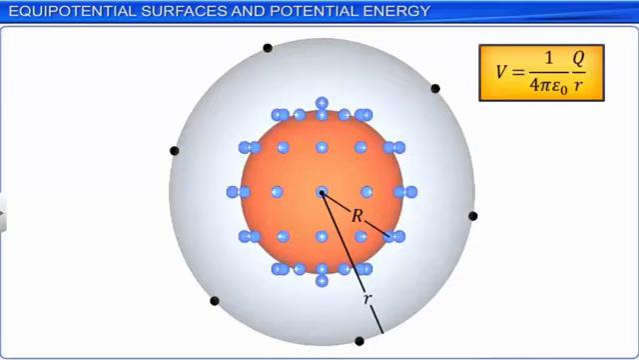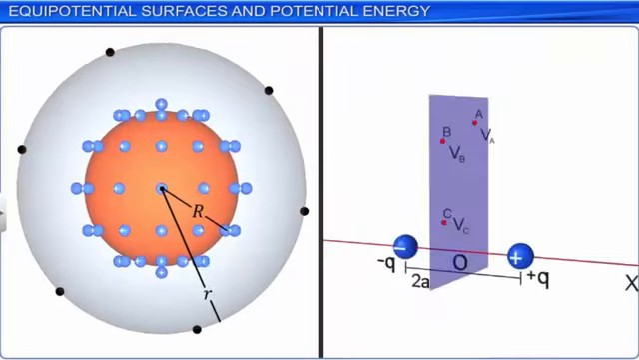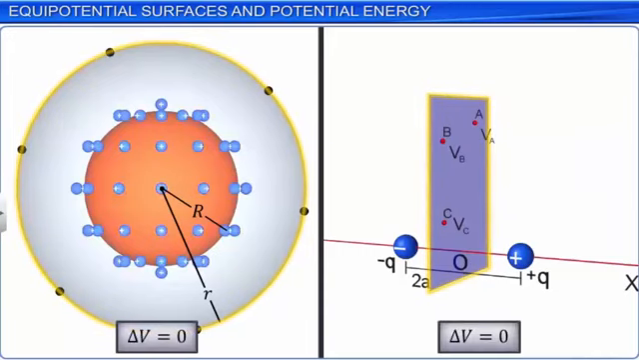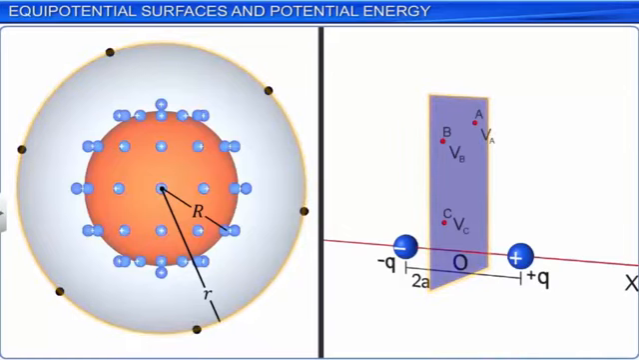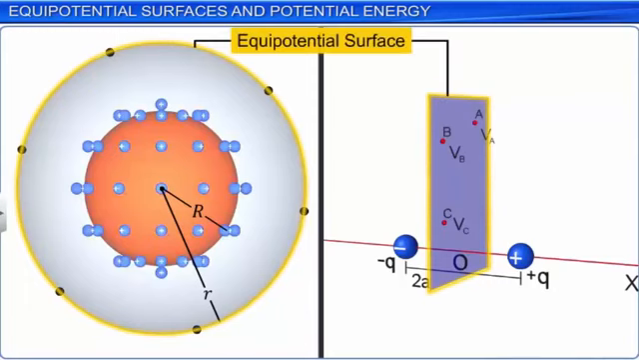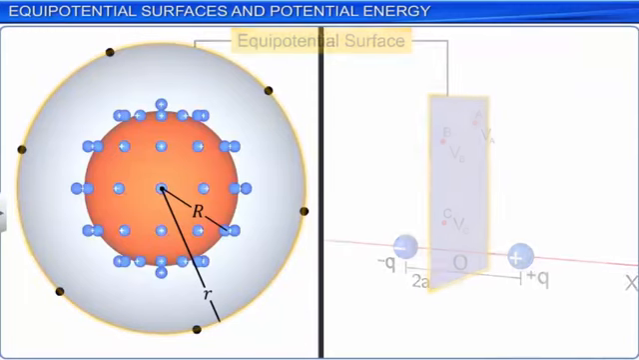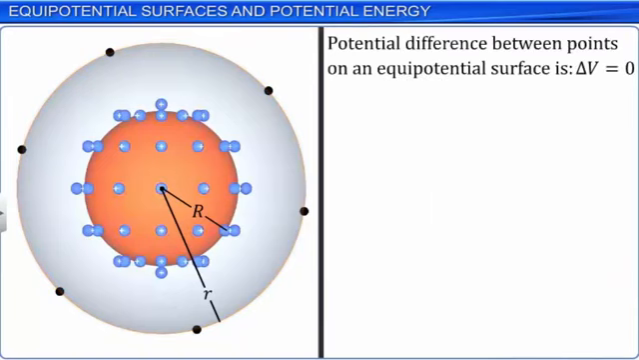In the above examples, we have seen surfaces which have the same potential at all points on them. Hence, potential difference delta V between points on an equipotential surface is 0. A surface on which the electric potential is the same for all points on it is called an equipotential surface.